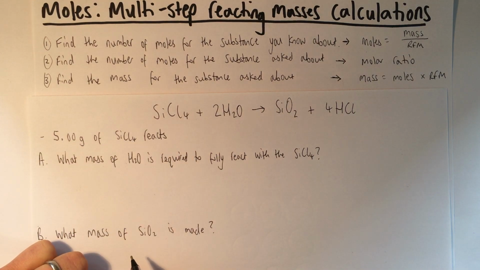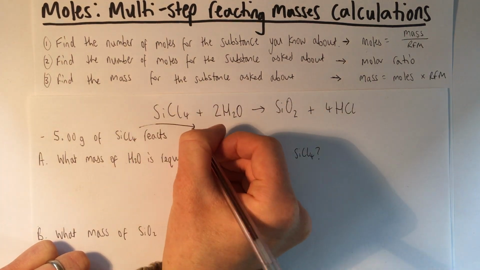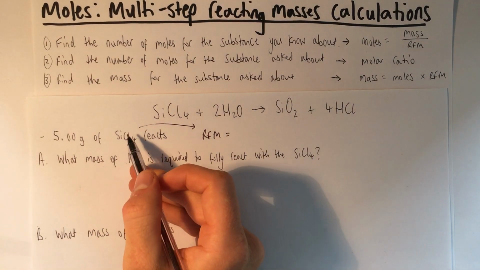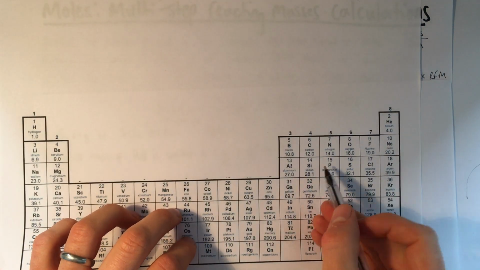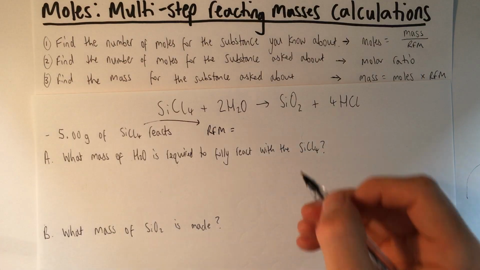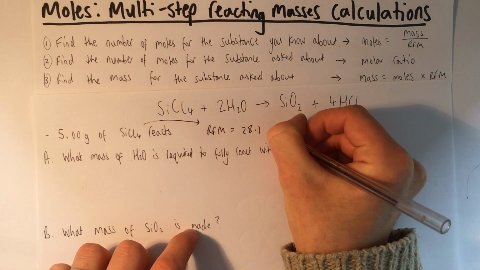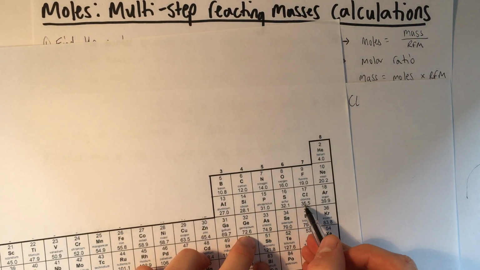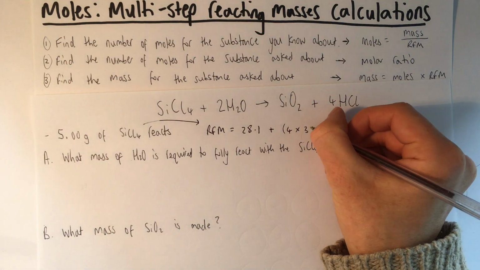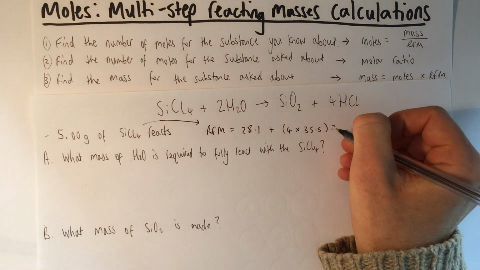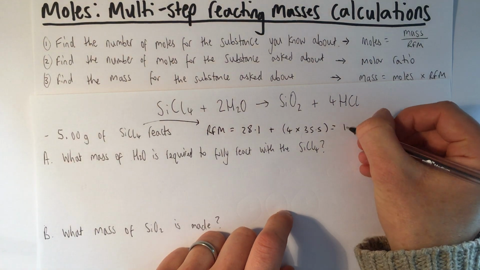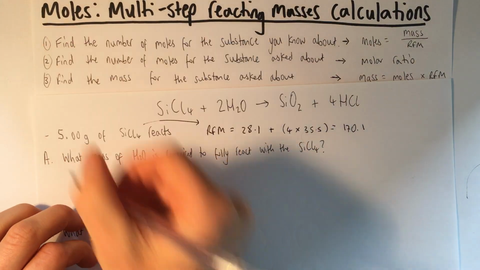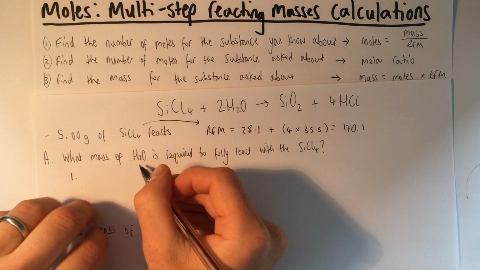The other thing I can work out is the relative formula mass of it. So I can use my periodic table for that. There's 1 silicon atom, which is 28.1. And then there's 4 chlorine atoms, which are 35.5. And that gives us a total relative formula mass of 170.1. Okay, I'm ready to go now. So I'm going to go through these 3 steps for each part. So for part A, working out water.